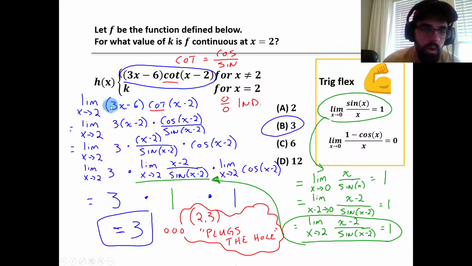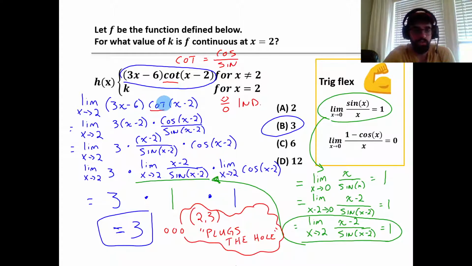Before we beat our head into the wall, we could do direct substitution. We get 0 here. And cotangent, I know, is cosine over sine. And so if I plug in 2 for x, we have cosine of x minus 2 over sine of x minus 2. That would be 1 over 0, which is undefined. So we have 0 times 1 over 0, which is the same thing as 0 over 0, because you can't divide by 0. It's indeterminate. So like I said, don't beat your head into a wall.